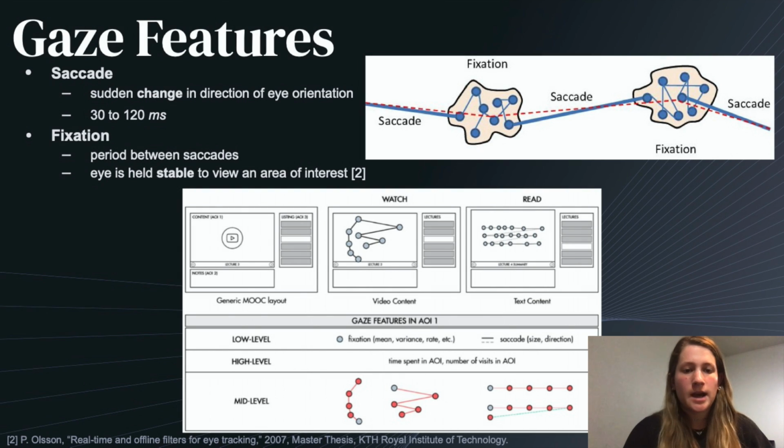So from these eye tracking devices, we're able to record an XY coordinate corresponding to the eye gaze at a given moment. And from this, we can extract two rudimentary measurements, saccades and fixations. Saccades, as you can see in the top right figure, are sudden changes in direction and eye orientation, while fixations are those resting periods between the saccades where the eye is stable.